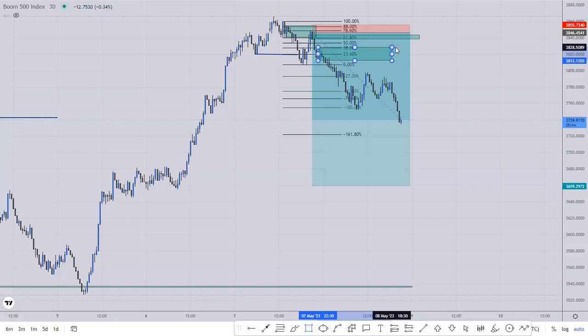Around, is it around this level? Yes, around this one.